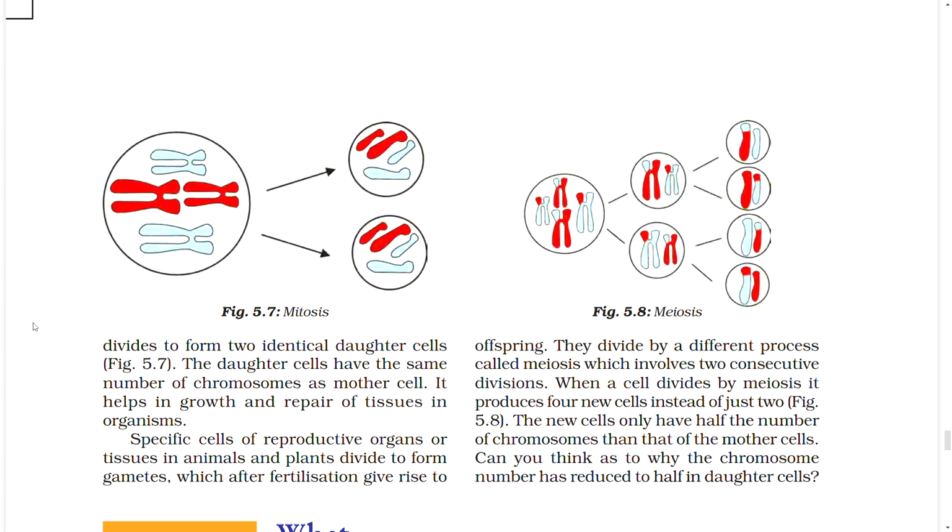divides to form two identical daughter cells. Figure: the daughter cells have the same number of chromosomes as the mother cell. It helps in growth and repair of tissues in organisms.